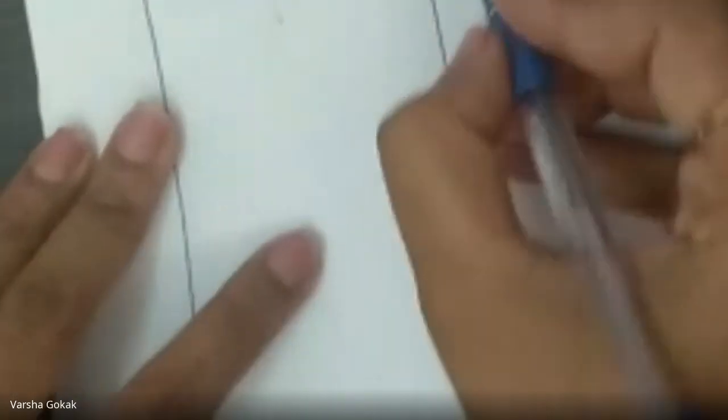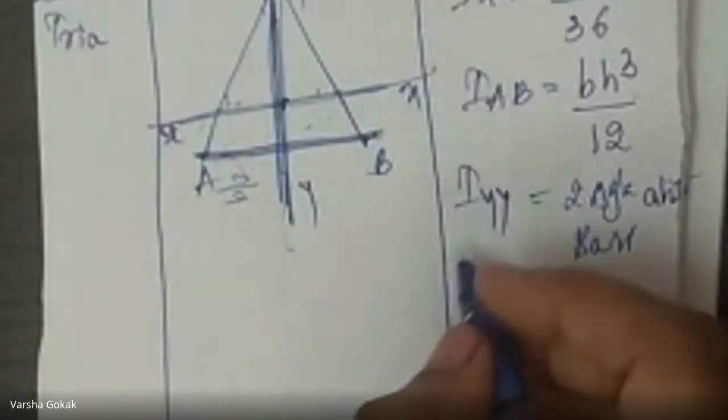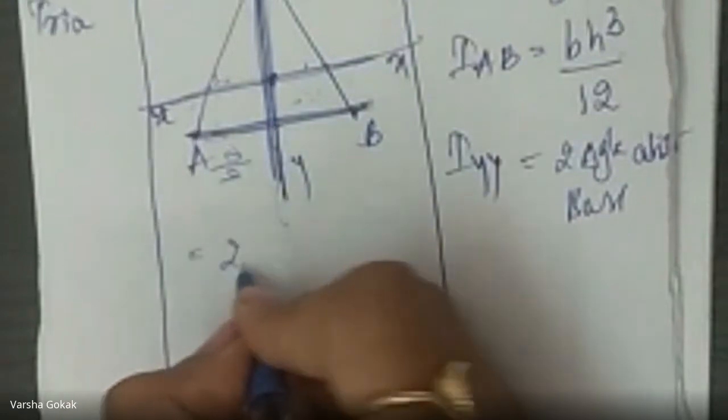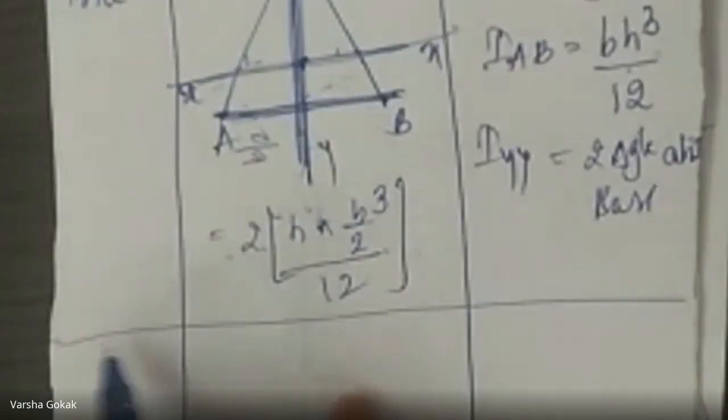Okay. So observe, IYY is two triangles about the base. Two triangles about the base. So about the base means, I'll write it over here: 2 times BH cubed by 12, I have to make use of. B would be H and H would be B by 2. BH cubed by 12, two times of this is going to give me IYY. Clear? So whenever we are doing IYY in case of a triangle for numericals, the formula will remain the same. This becomes the base when I tilt the paper, or the figure. So that time I will make use of this.